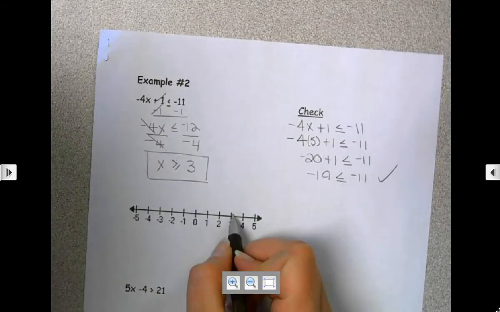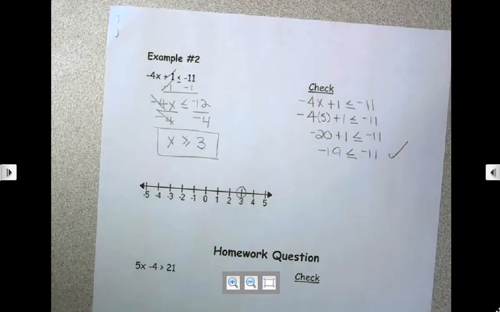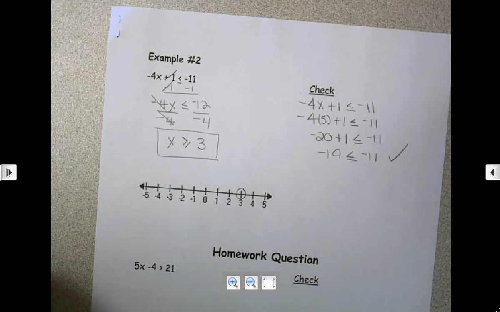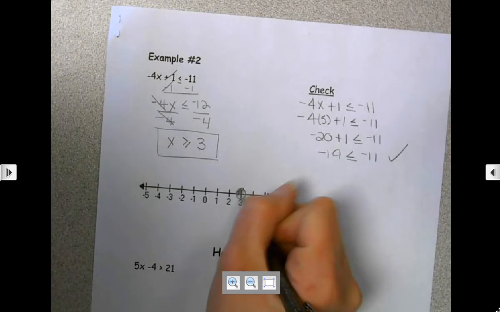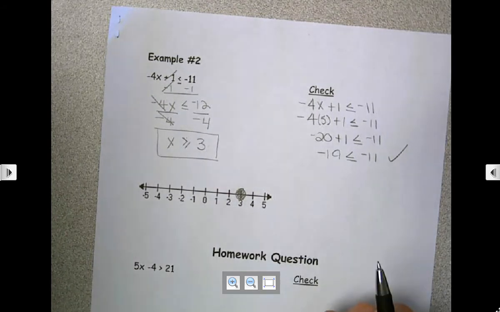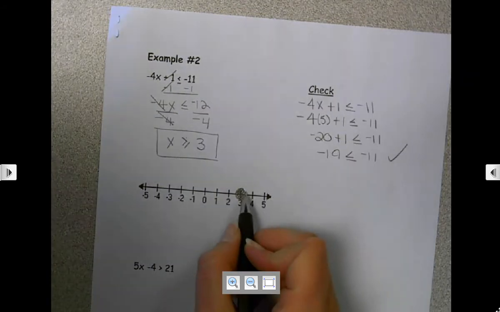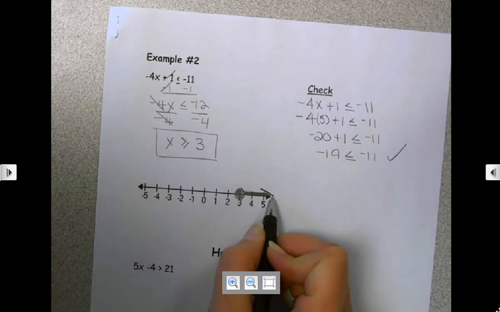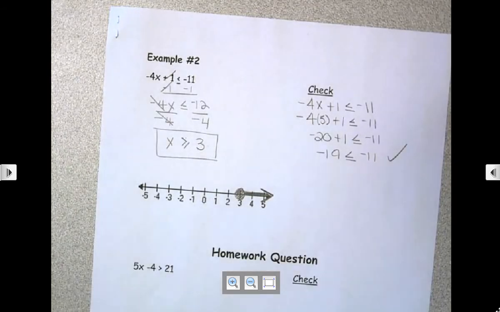We're going to circle 3. Is 3 included? Absolutely. We have the "greater than or equal to," so we're going to shade in the 3. Okay, x is greater than or equal to 3. What numbers are greater than or equal to 3? Well, 4, 5, 6, 7, 8, etc. So we are going to shade to the right.